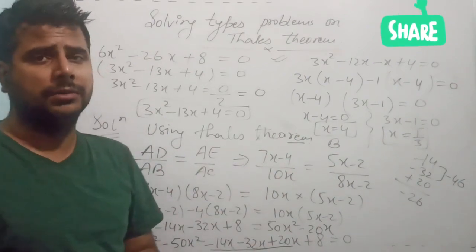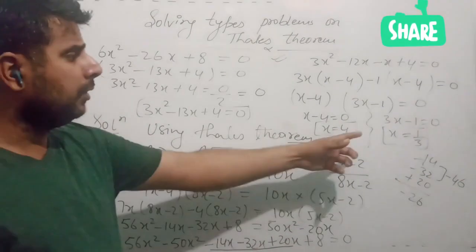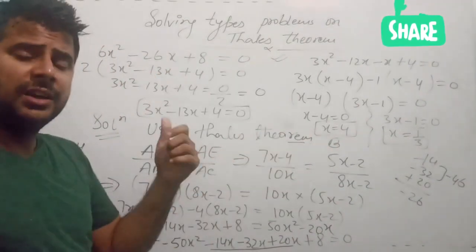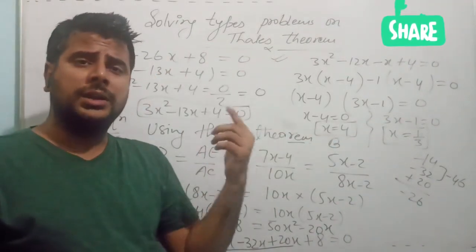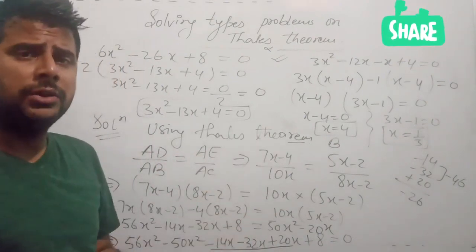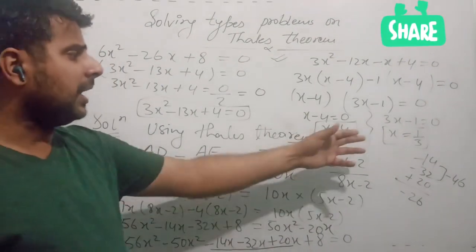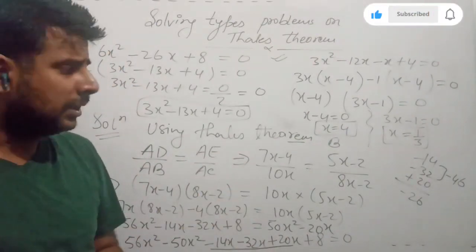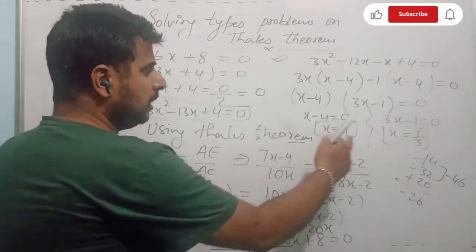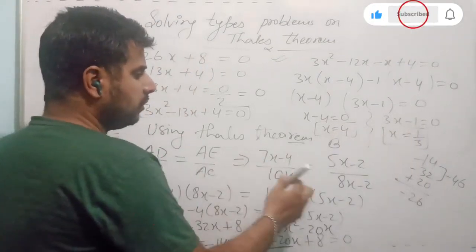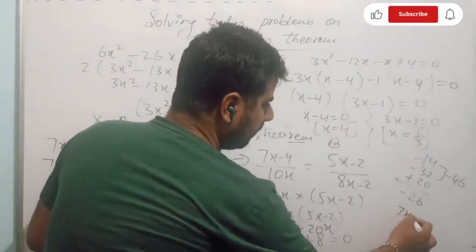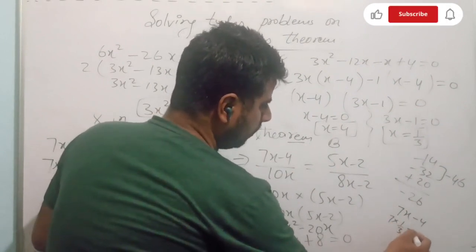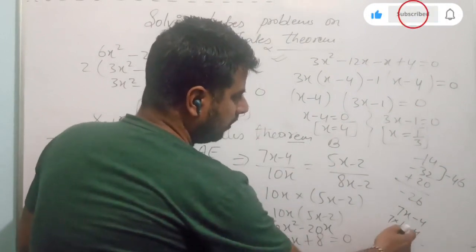But when you put x equals 1 by 3 in these values, definitely you will get one value negative. If you are getting one value negative, then you will say that x equals 1 by 3 will not be the solution of this question, right? Have a look. Let's suppose we are putting x equals 1 by 3 in the first one. It is 7x minus 4. So I am just putting 1 by 3. It will be 7 by 3 minus 4.